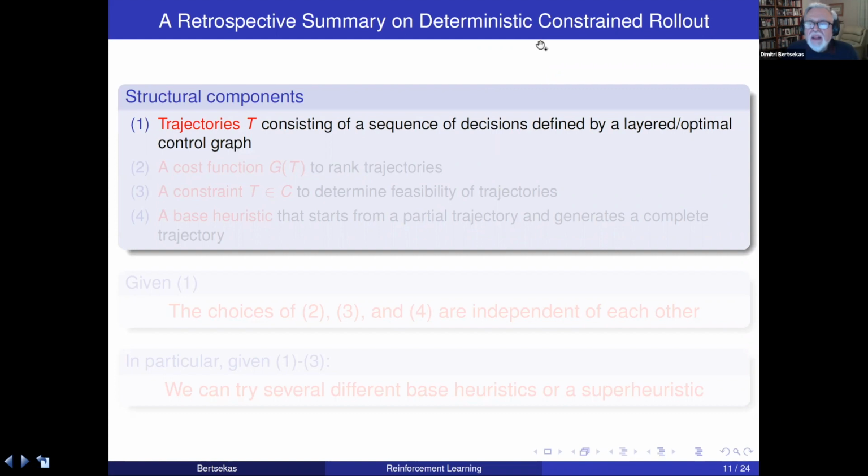Okay, a constrained deterministic problem, and the rollout algorithm for it involves some ingredients, all of which are quite general.